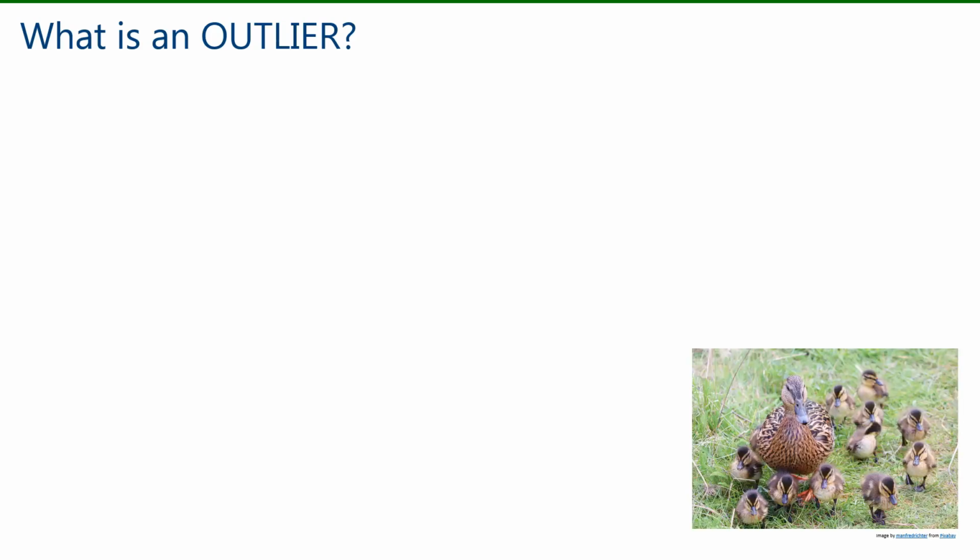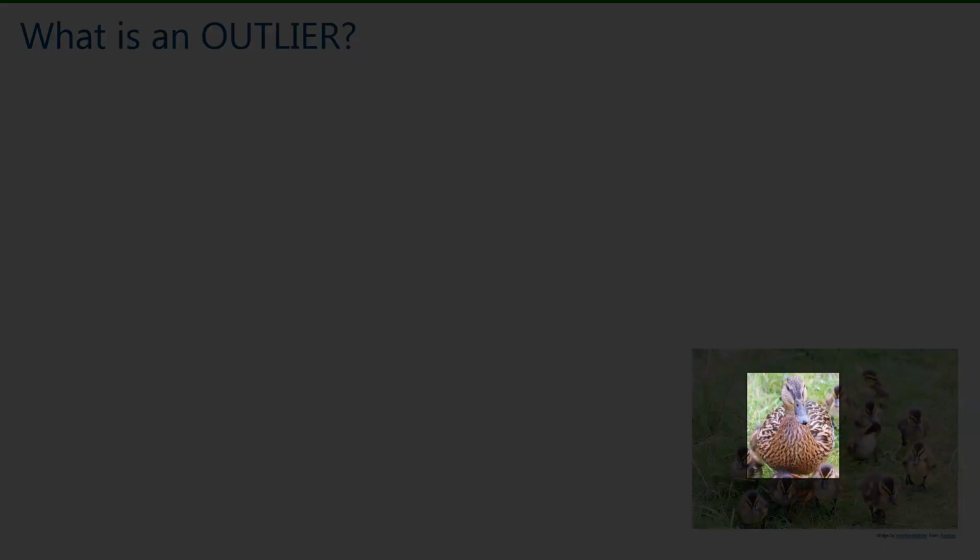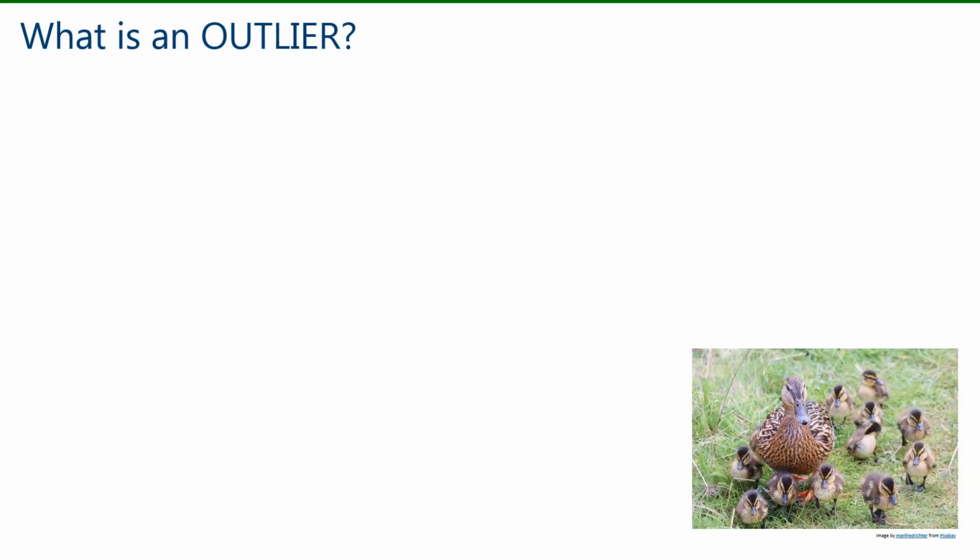What is an outlier? Have a look at this picture. You see an adult duck, possibly the mother duck, with the ducklings. If I was to ask you, is there one of these ducks that stands out more than the other? I'm quite certain you would say, yes, that the adult duck certainly looks much bigger than the ducklings. This visual will help us in our understanding of what an outlier is, believe it or not.